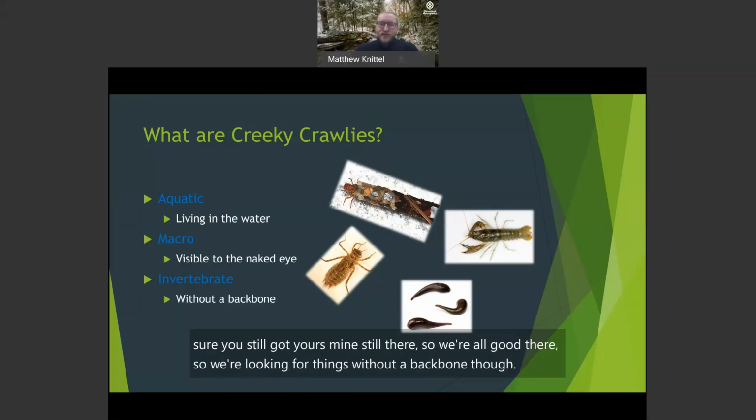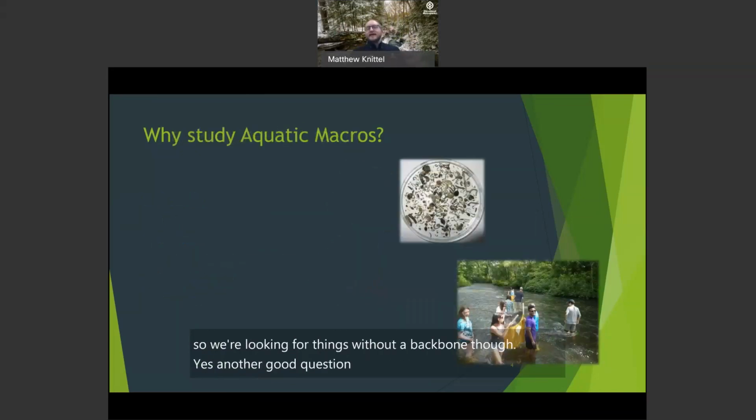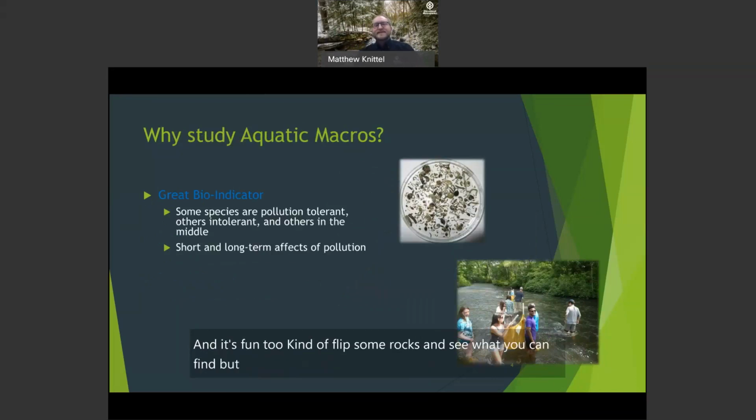Another good question is, why would we want to study aquatic macroinvertebrates? Besides the fact that they're just cool, and it's fun to flip some rocks and see what you can find, one of the main reasons is that aquatic macroinvertebrates are a really great bioindicator. That means they're able to tell us about the environment and the health of the environment.